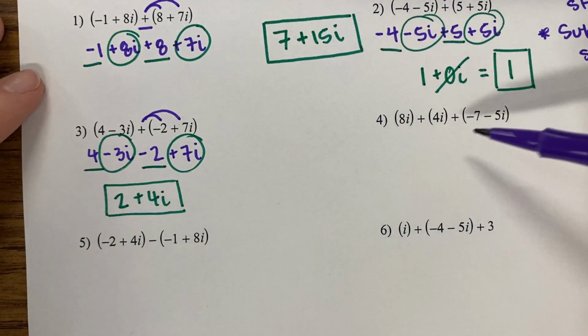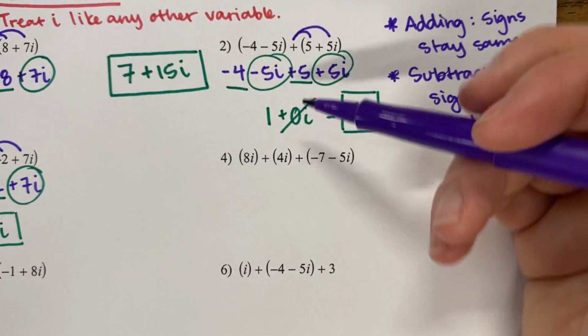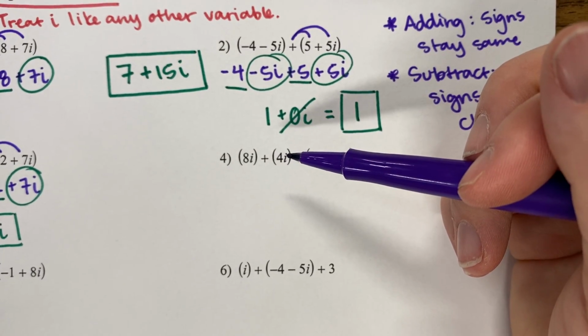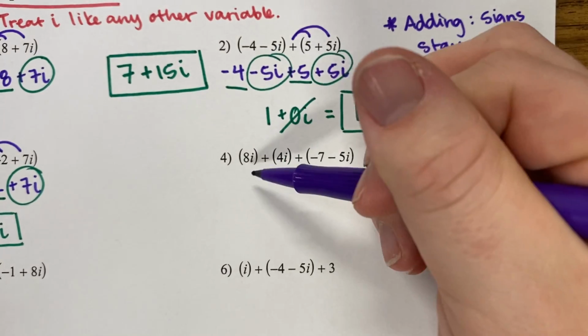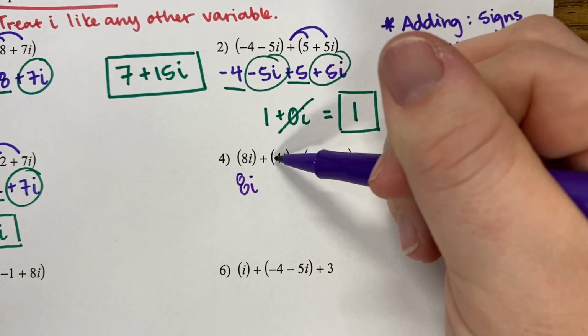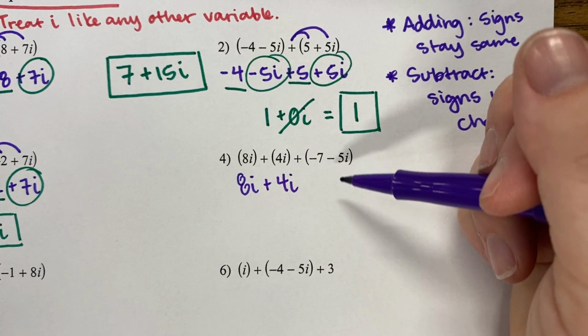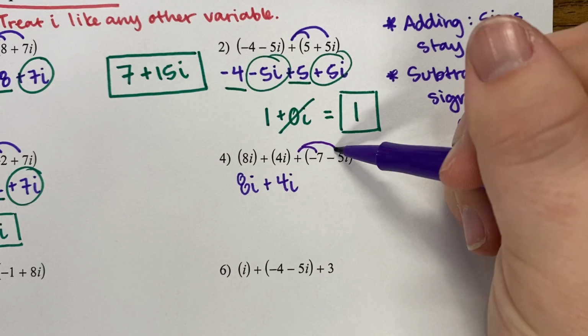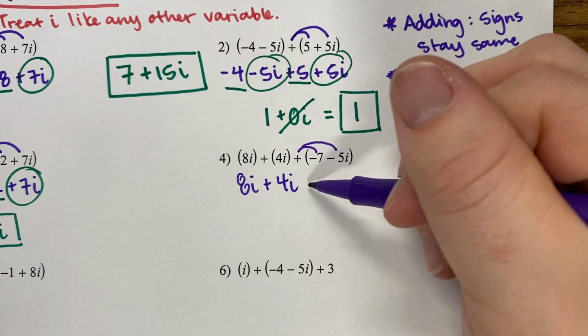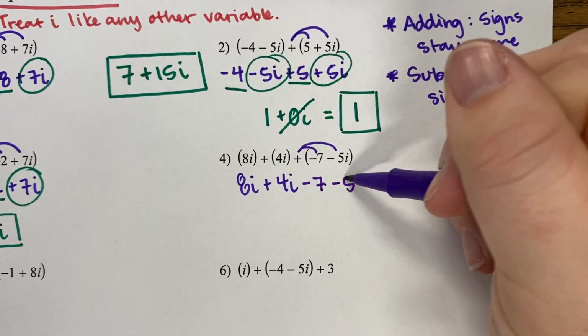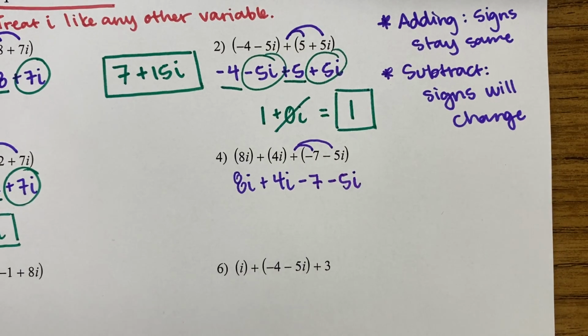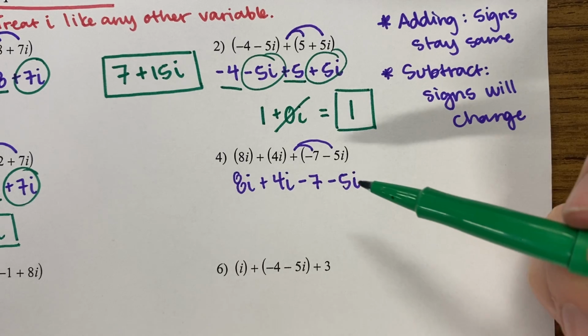Okay. Number 4, it looks a little different. So we see some addition signs in here, but they really don't change anything. Okay, so I'm just going to rewrite 8i plus 4i, just rewriting those guys without their parentheses. And then this addition sign tells those signs to stay the same. So -7 and -5i. Okay, so again, a little different. We just took the parentheses off those first two terms. Okay, so now we can go ahead and combine like terms.